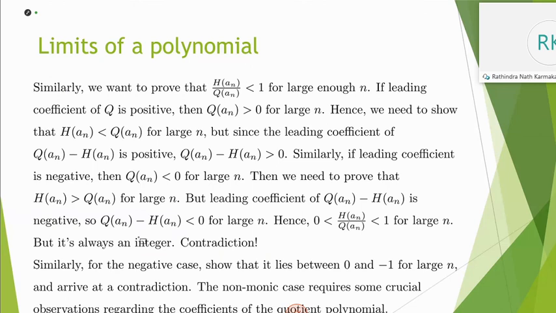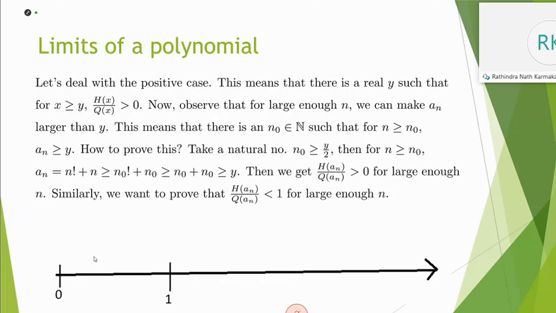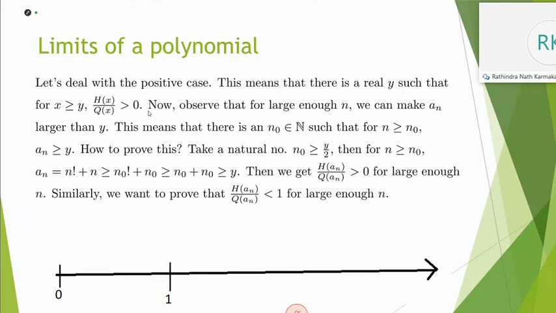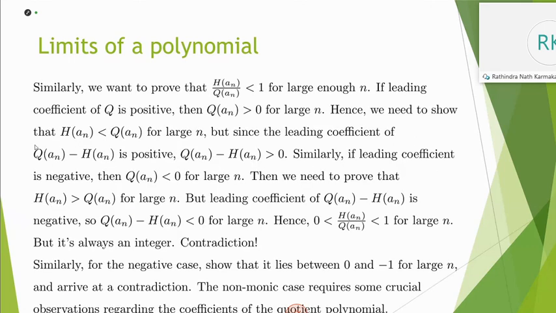Somewhere we assumed that this is the positive case that we are dealing with. Where did we assume that? Let's see the previous slide. In the first slide, we assume that for large n of x, h of x by q of x is either always positive or always negative, and we said that we will deal with the positive case first. And from this positive case, we arrived at the conclusion that h of n by q of n always lies between 0 and 1.